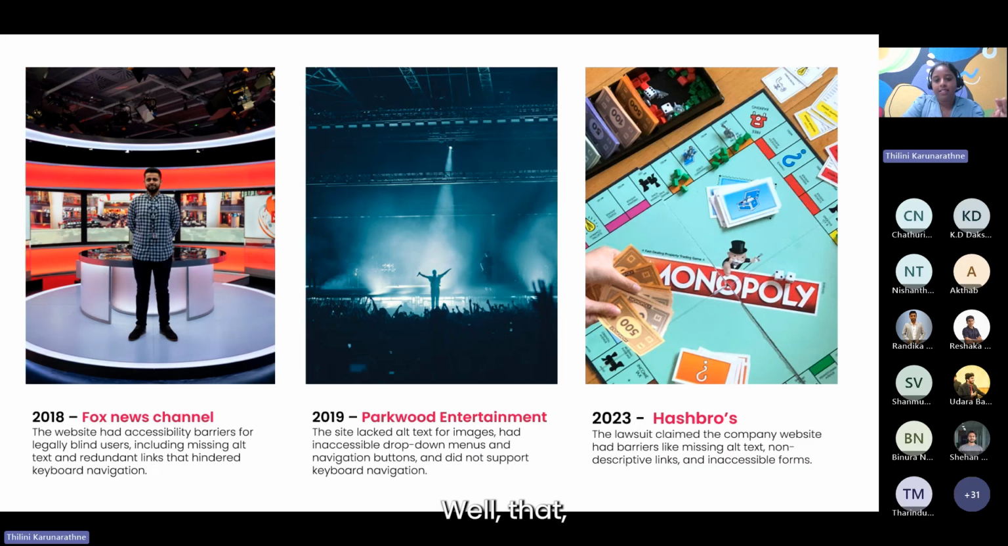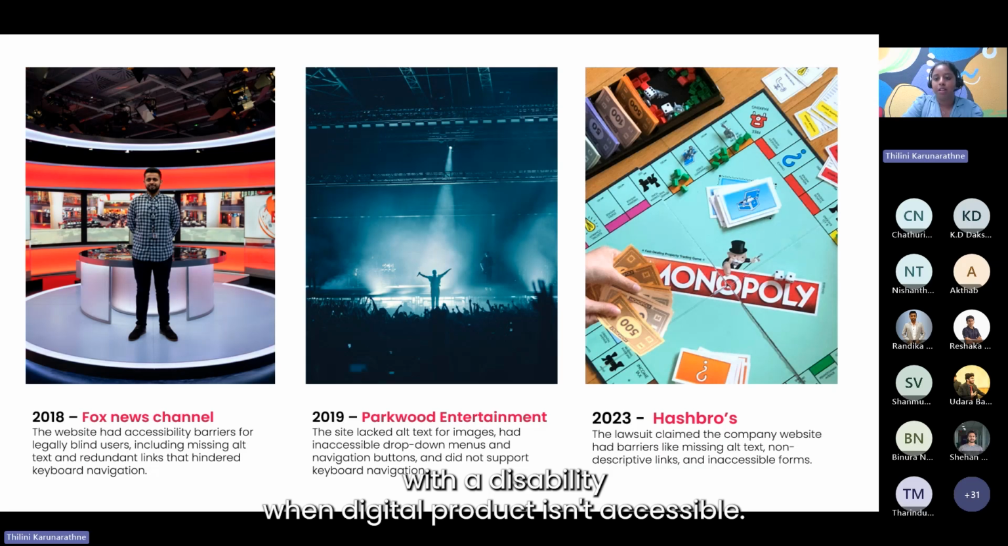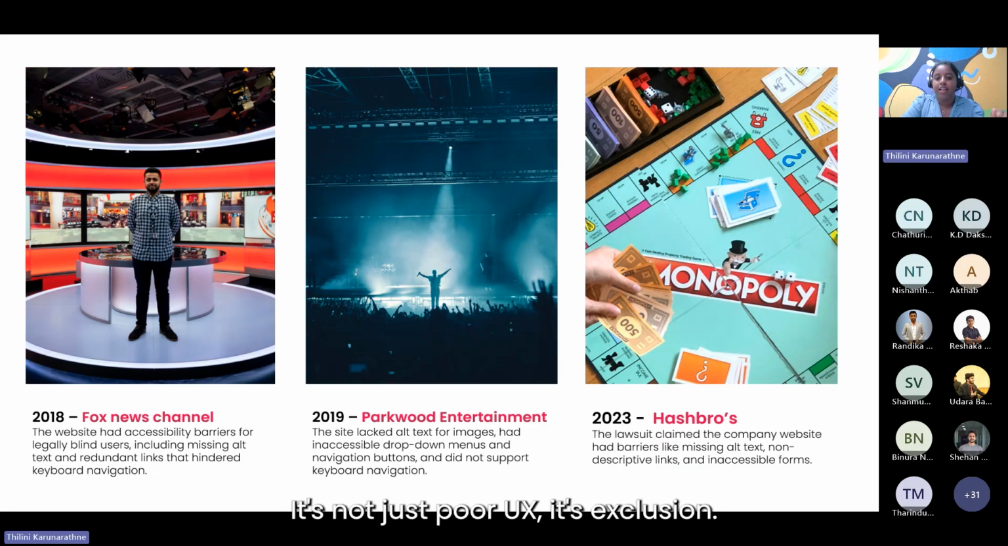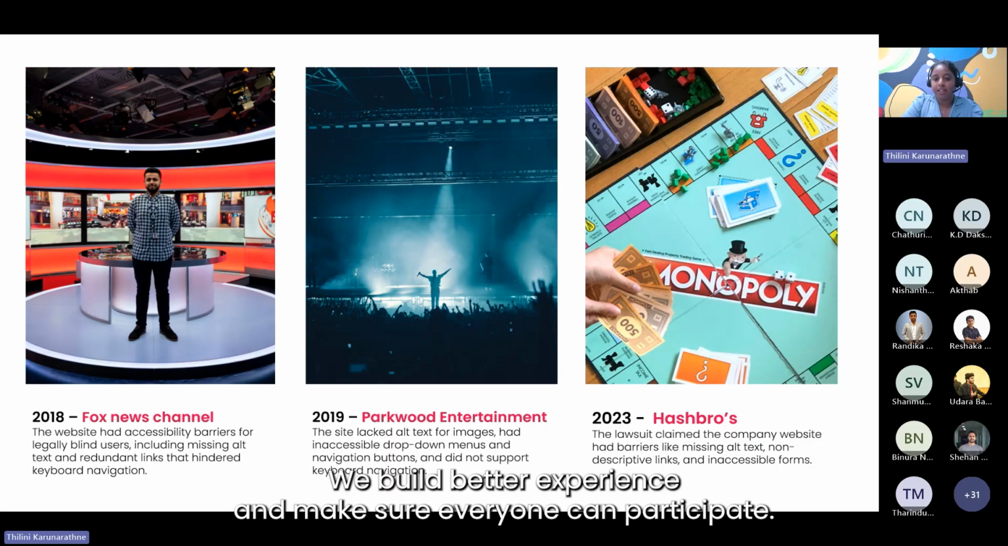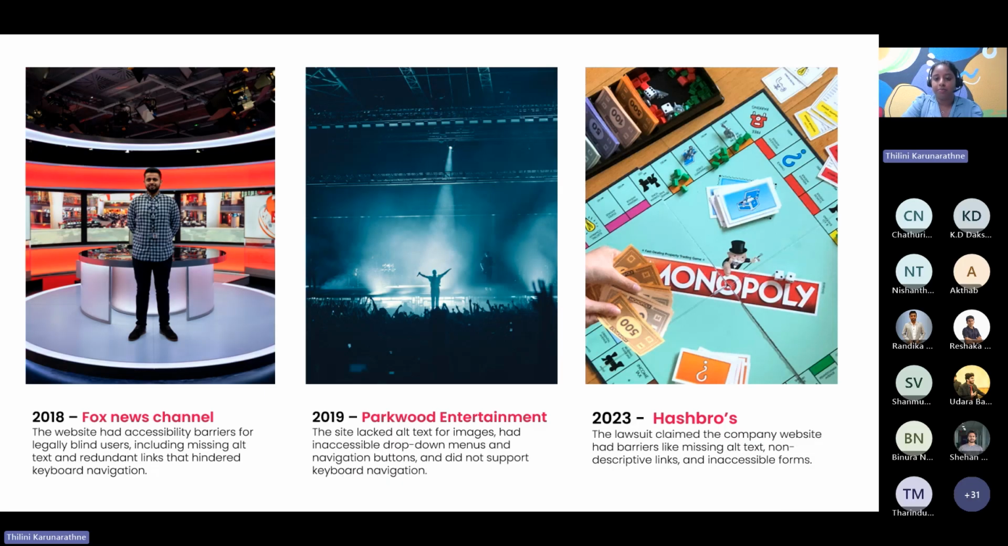That is exactly what it feels like for someone with a disability when a digital product isn't accessible. It's not just poor UX, it's exclusion. So if we design and test with inclusion in mind from the start, we could avoid these legal risks. We build better experiences and make sure everyone can participate. Because accessibility isn't just a checkbox, it's about dignity, independence, and equal access for all.